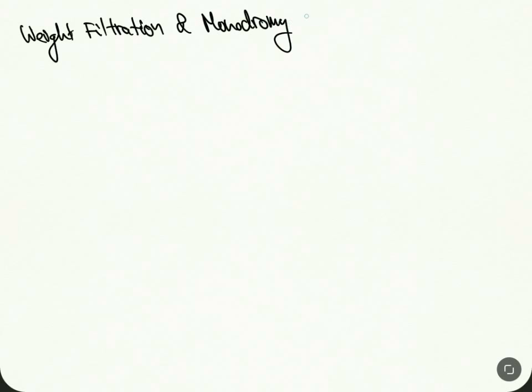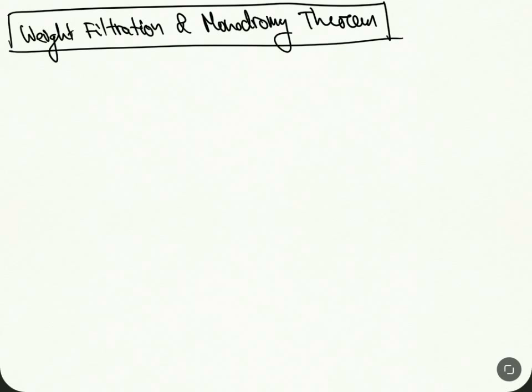So I want to talk about the weight filtration in the monodromy theorem. So this is Grothendieck's monodromy theorem. Okay, and these things can be thought of as, the way I like to think about it, they're kind of like the Weil conjectures in characteristic 0. So we're going to be doing a lot of the same things.